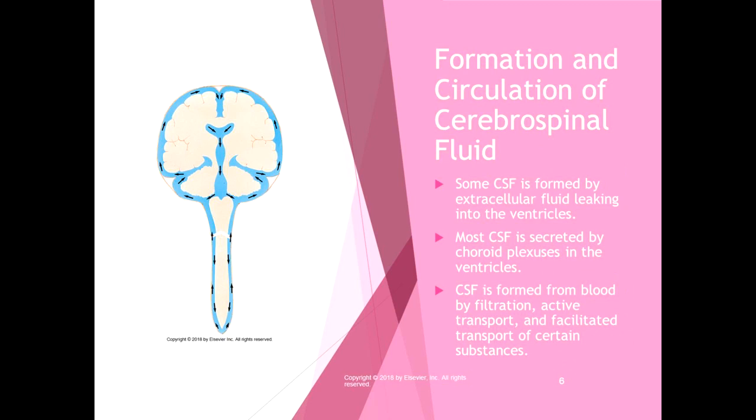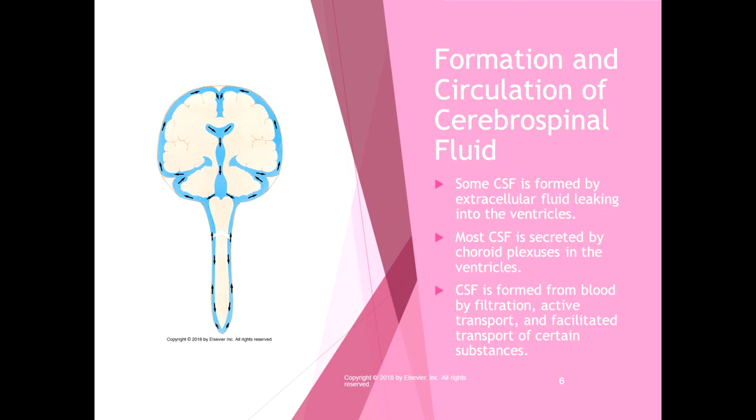So some of the cerebrospinal fluid is formed by extracellular fluid leaking into the ventricles, but most of it is secreted by the choroid plexuses in the ventricles. The fluid is formed from blood by filtration, active transport, and facilitated transport of certain substances. So the CSF needs to have a certain chemical composition, and these active transport, facilitated transport, and blood filtration accomplish that chemical makeup that you need.